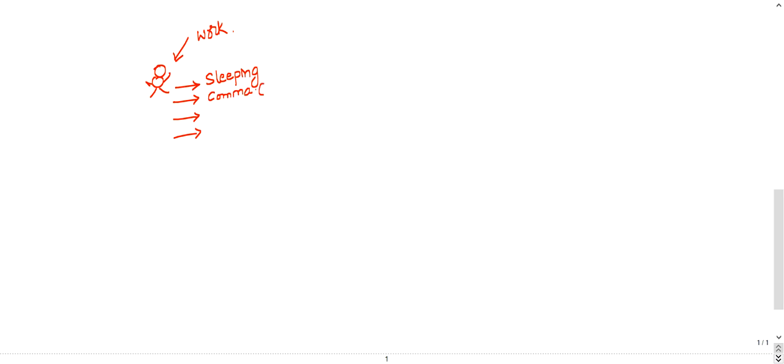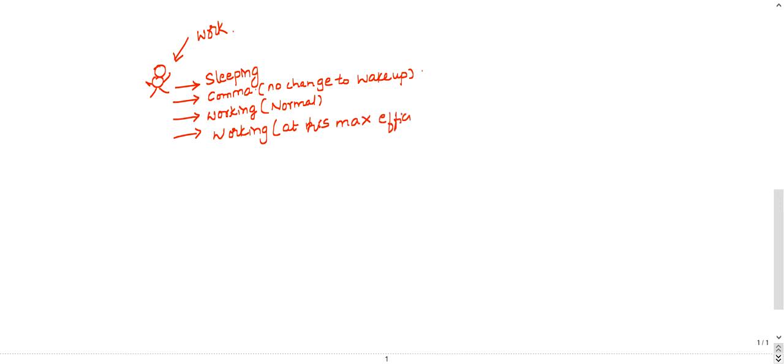Coma is a condition where there is no chance to wake up. Chances are very slim. He may wake up, but there are very few chances. And the other state is that he is already working, doing some normal work, or working at his maximum efficiency.